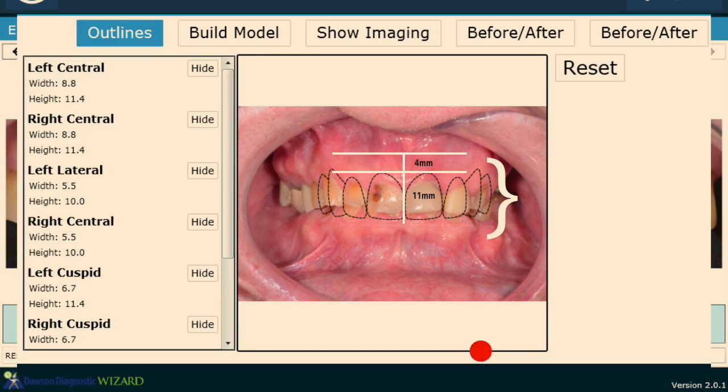It's very common on these types of cases to not table enough bone, and then the implants don't go deep enough, and then there's not enough room for the prosthesis.